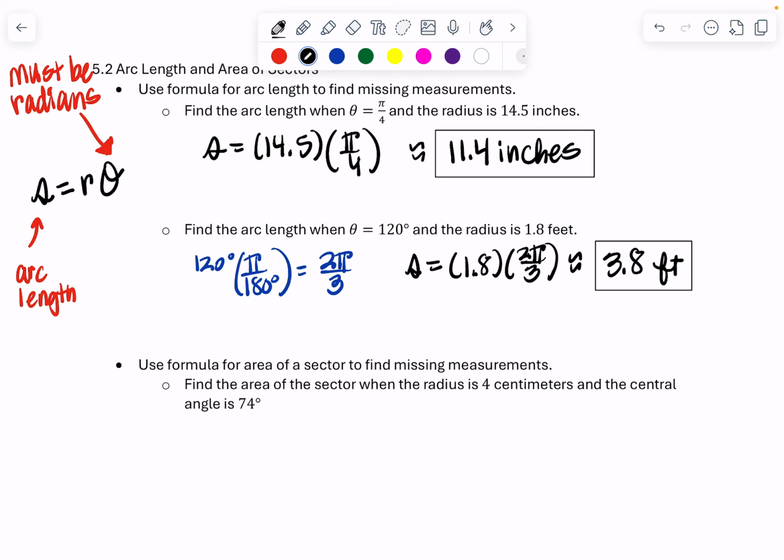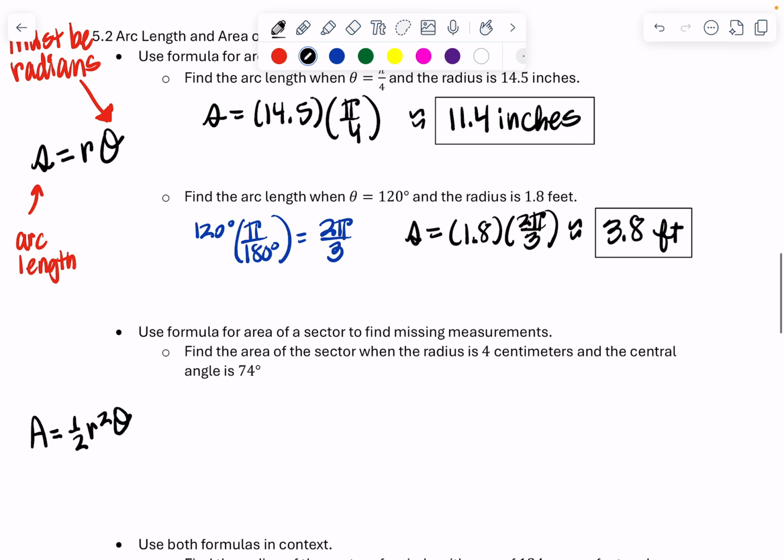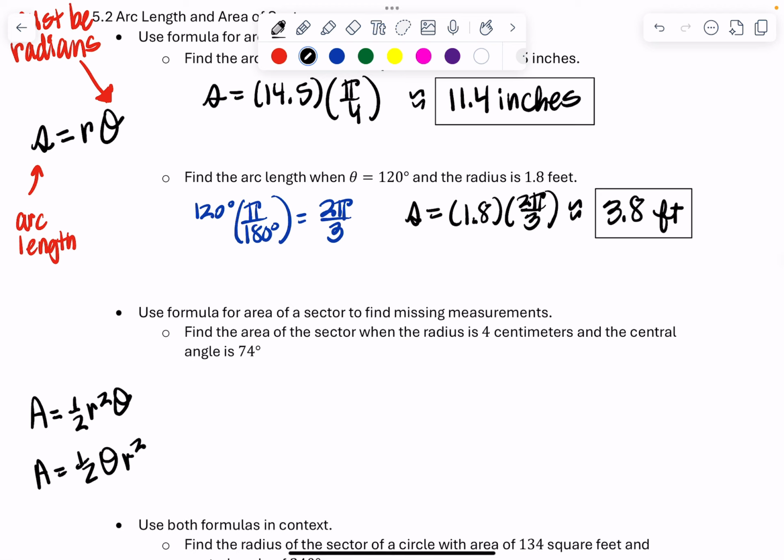Now, the next formula you have to know is the area formula for a sector. It's 1/2 r squared theta. Now, you can write it as area is 1/2 theta r squared. It doesn't matter, okay? These are the same thing. It doesn't really matter which order you put it in.